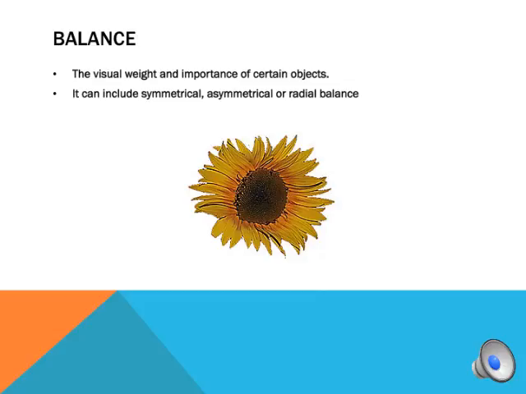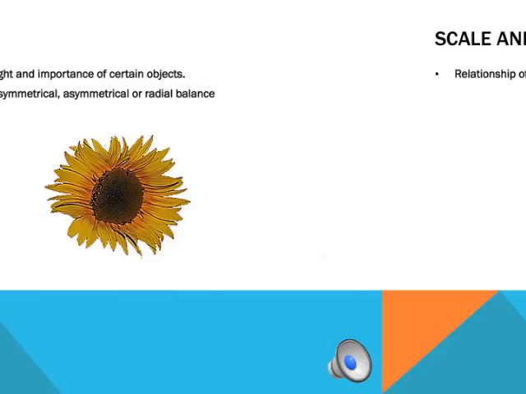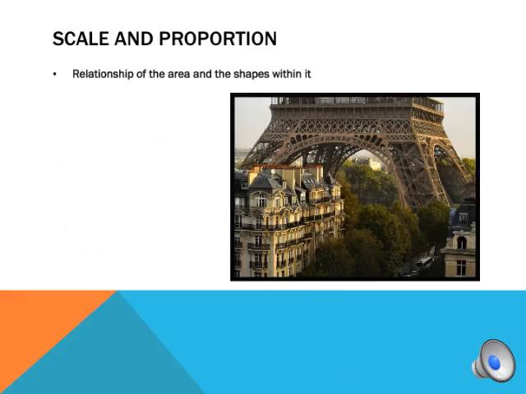Balance is the visual weight and importance of certain objects. It can include symmetrical, asymmetrical, or radial balance. Scale and proportion is simply the relationship of the area and the shapes within it.